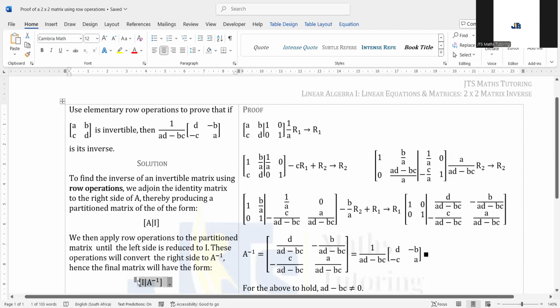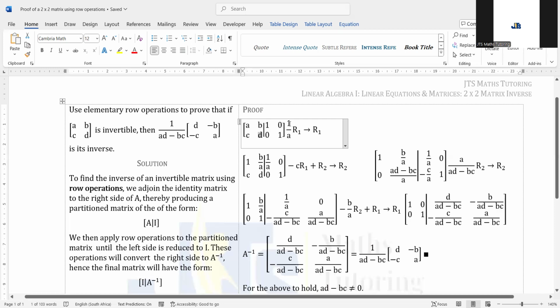So let's look at the proof. So I have my A right here, and I've adjoined the identity matrix to the right of A. So let's start performing the operations. I want this A here to be a 1, and I want this C to be a 0. I want this B to be a 0, and I want this D to be a 1.